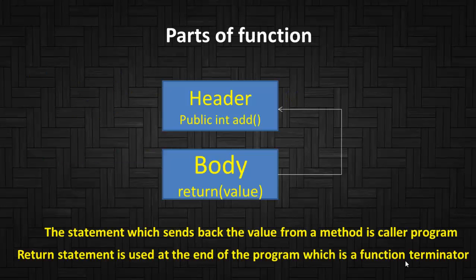Parts of a function. There are two parts in a function: function header and function body. The statement which sends back the value from a method to the caller program is the return statement. It is used at the end of the function, and it is a function terminator.